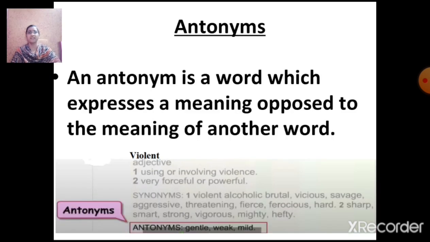Now we will understand what is an antonym. An antonym is a word which expresses a meaning opposed to the meaning of another word. Now for the word violent, antonyms are provided in the dictionary. Alright, now let's move ahead.